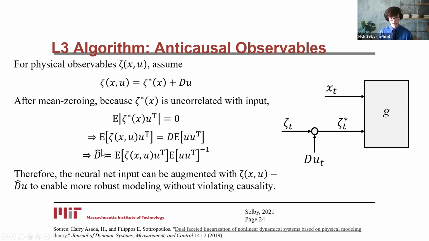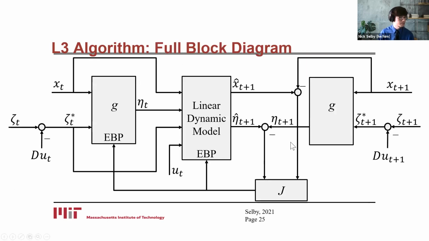least squares regression. Now that we know D, we can subtract D times U for each physically measured value of zeta, right? And then use this cleaned, filtered version of zeta in the neural network to augment the state and provide more information about the system dynamics that we can use, importantly, to regress an optimal linear dynamical model.